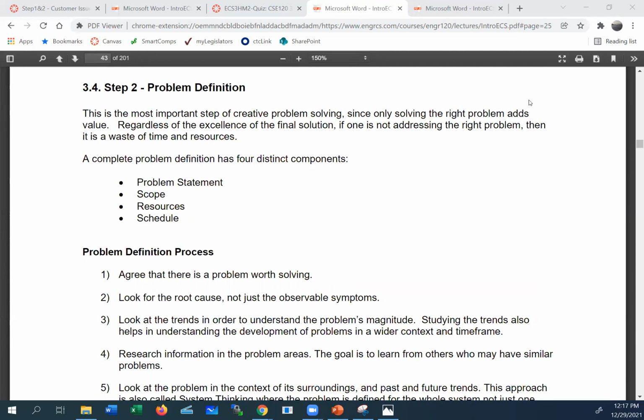So my problem statement at this point, it depends on how I write my problem statement. I could have lots of different solutions. So potentially the problem statement, if I want to make it really general, would be, my problem is I need an efficient way to travel in Vancouver.